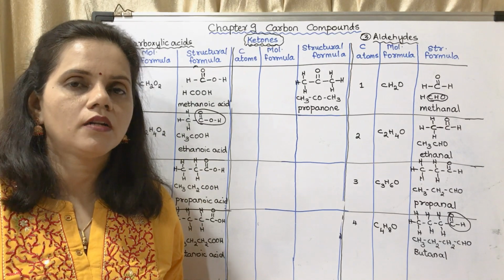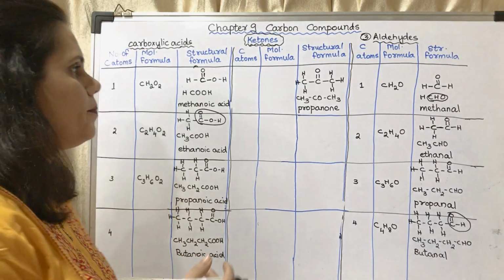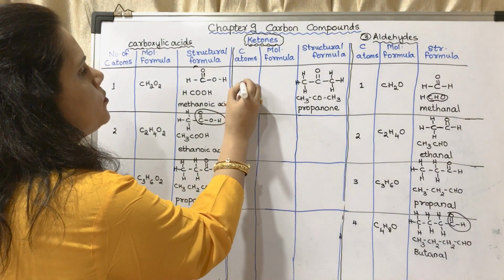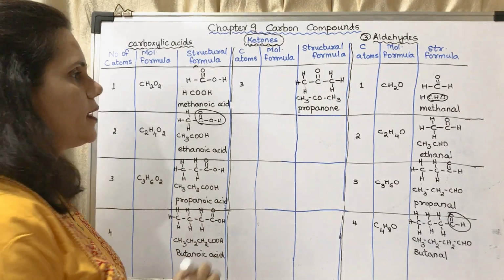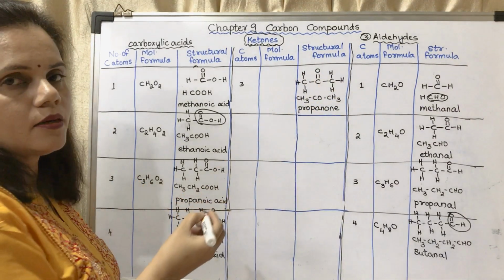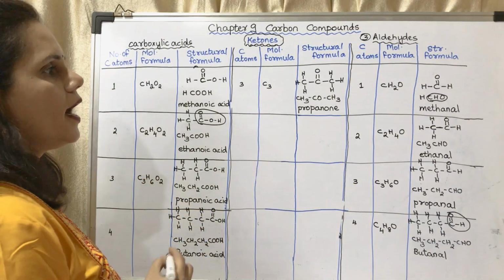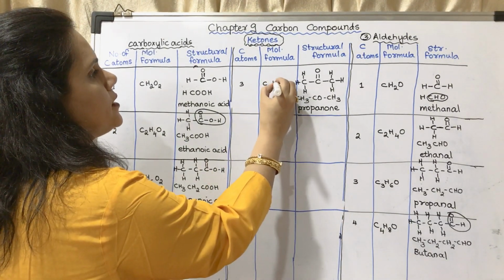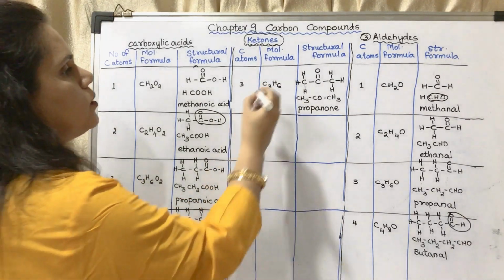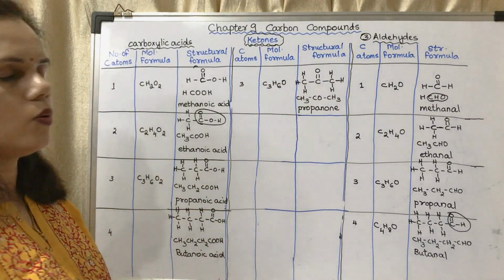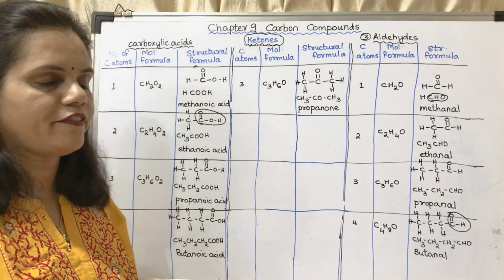There is no methanone, there is no ethanone. Okay, now how many carbon atoms? Minimum there are 3 carbon atoms. And what will be the molecular formula? It will be C3. Okay, how many H are there? H6. And how many O is there? There is only one O. So this will be the molecular formula.